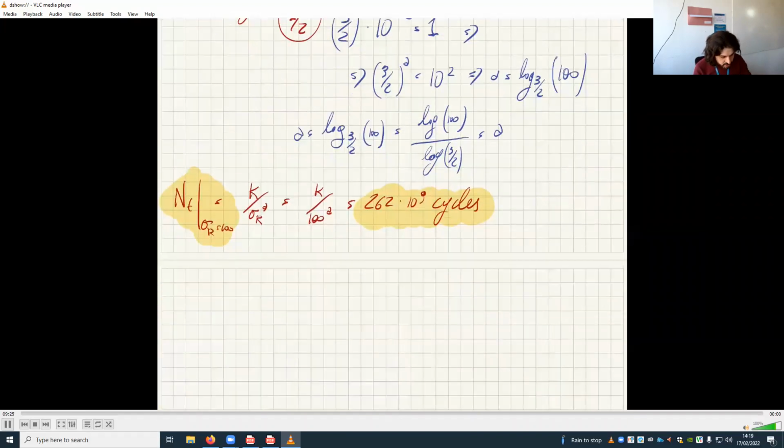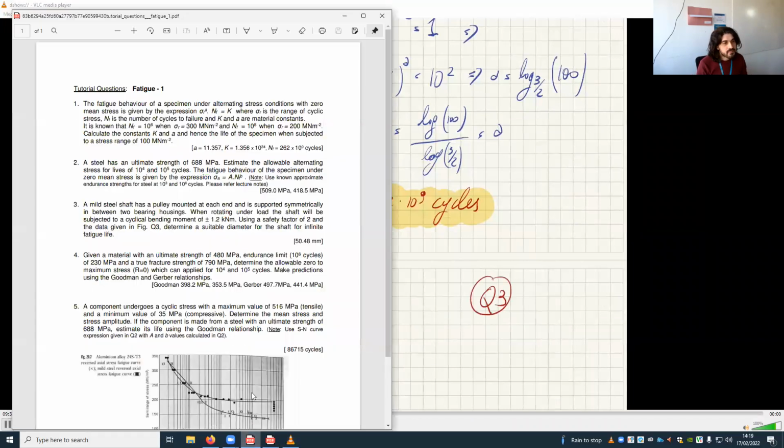All right, so let's do question 3. A mild steel shaft has a pulley mounted at each end and is supported symmetrically in between two bearing housings. When rotating under load, the shaft will be subjected to a cyclical bending moment of plus or minus 1.2 kilonewton meters.